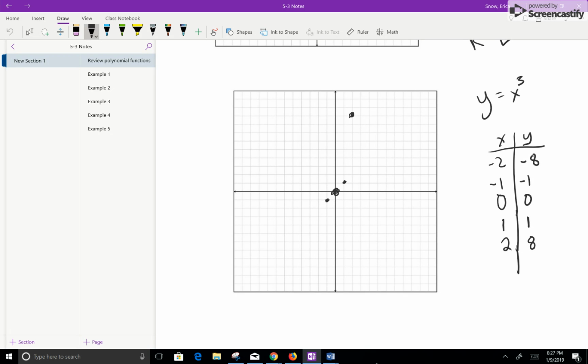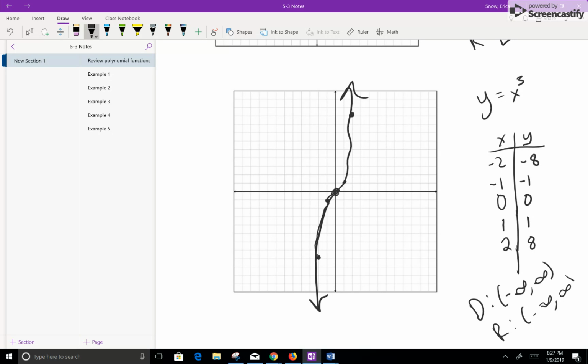1, 2, 3, 4, 5, 6, 7, 8. So it kind of comes, flattens out, and goes up. Now I'm sketching this with a stylus, so just go with it here. Okay, but the domain for this is negative infinity to infinity, and the range is also negative infinity to infinity. So there aren't any limits on what is happening with these.